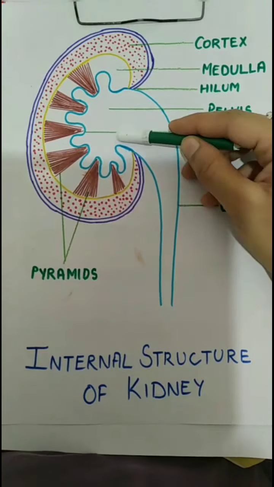Hilum is the part where the ureter enters into the kidney, where the renal artery and renal vein both get entry into the kidney. So that is all about the internal structure of kidney.